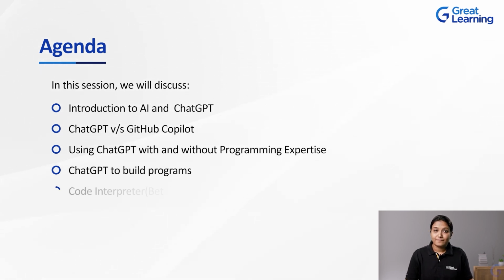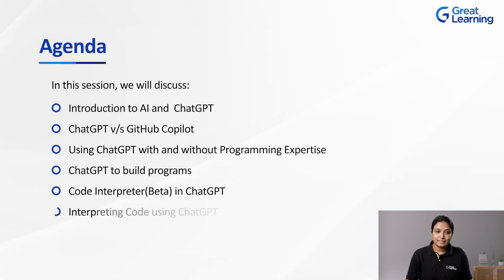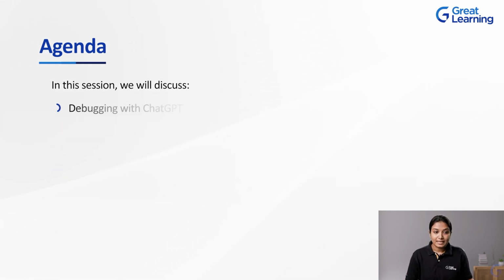So next, we will learn about a new feature adopted into the ChatGPT interface, that is the code interpreter, which is still in the beta version. But we will see what the code interpreter is and what its role is in ChatGPT, which they have included very recently. Next, we will interpret a code using ChatGPT and see the difference between ChatGPT 3.5 and ChatGPT 4.